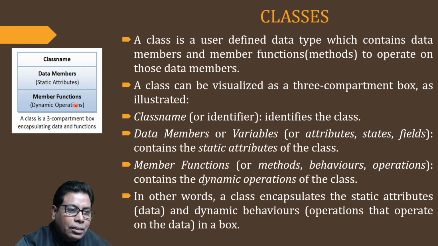In other words, class encapsulates static attributes and dynamic behavior in a box. So we call it a 3-compartment box. So class is a 3-compartment box where we have the data members and member functions, and there will be a class name for that.